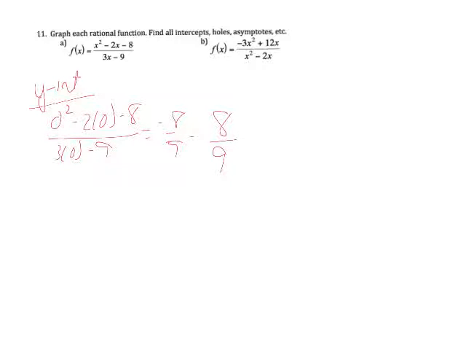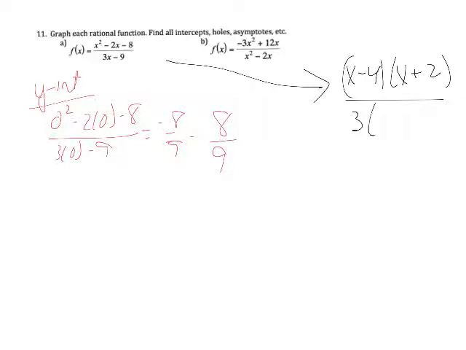Okay, let's do any holes that we might have. When you're looking for holes, you're looking for things that cancel, but you have to factor first. The numerator is going to factor to an x minus 4 times an x plus 2, right? And then the denominator just factors. You get a GCF of 3, so that factors out of there. There are no holes. Nothing cancels, right? And there are no common factors, so we got 2 things down. 1, 2, check.